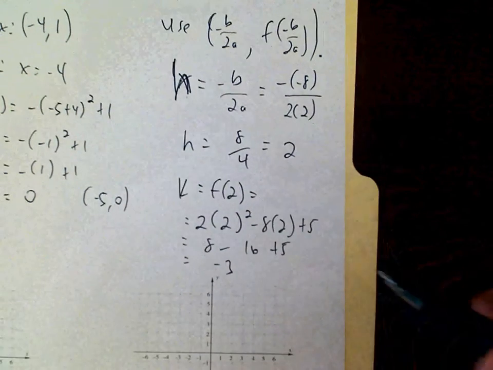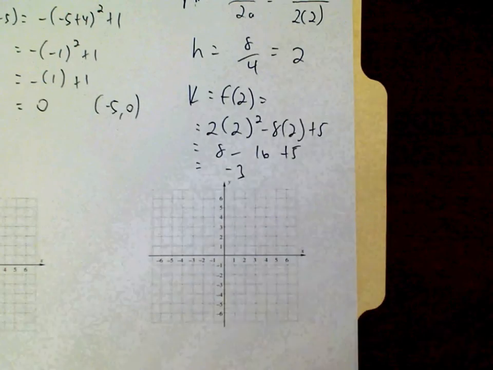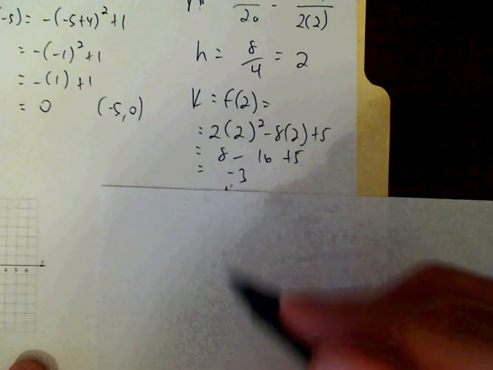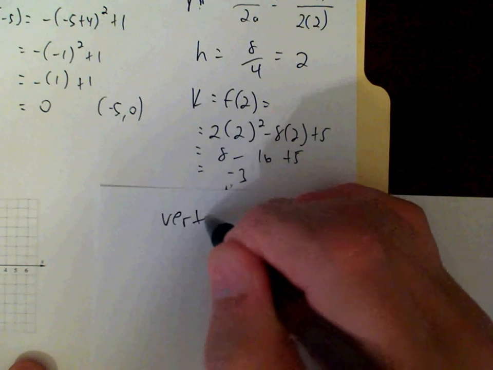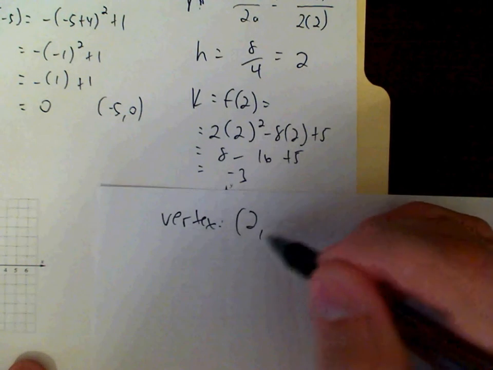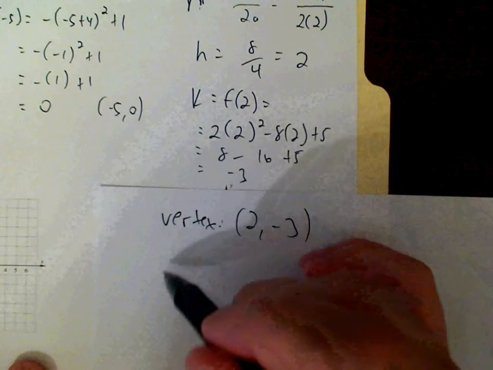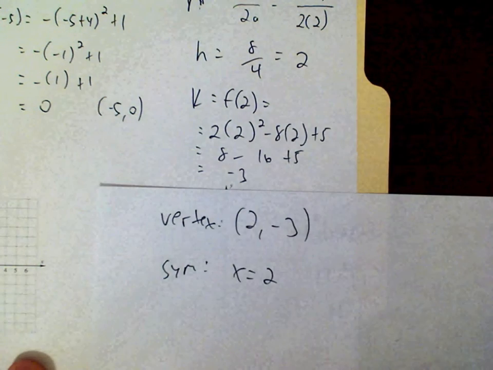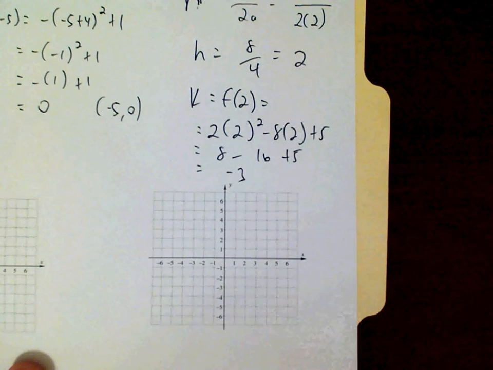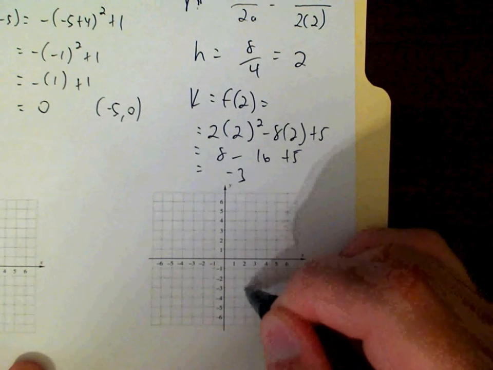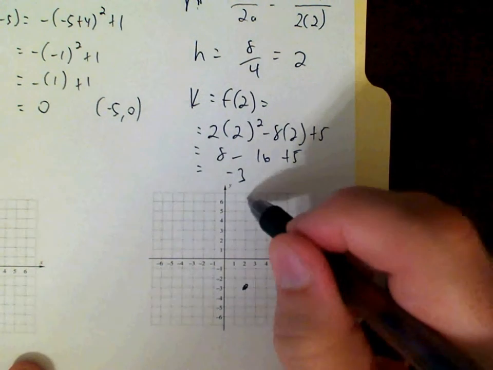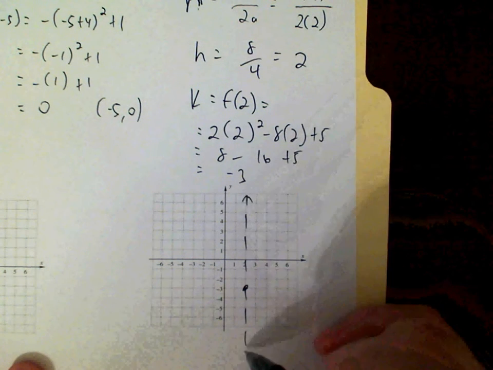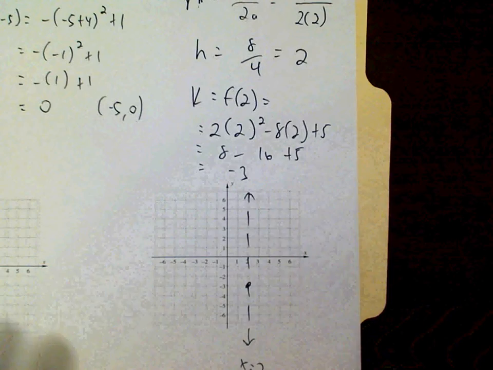That tells me that the vertex is 2 comma negative 3, and then our axis of symmetry is x equals 2. So let's go ahead and plot those. 2 comma negative 3 is our vertex, right there, and then h equals 2 or x equals 2 is the line of symmetry, and I know it opens upward.